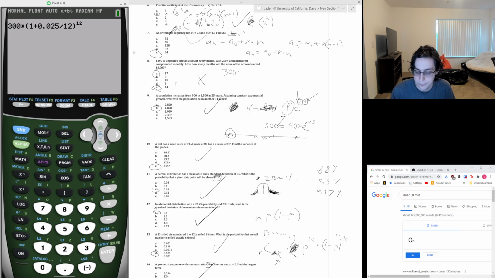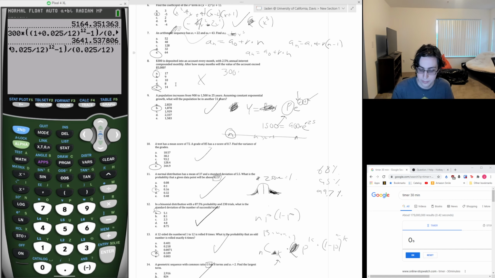So it's asking us to test specific numbers. So to the 12, minus 1 is the formula. You subtract 1 from that, all in parentheses. Let me add in a parentheses. And then divide it by the rate per time period. So that's going to be 0.025 divided by 12. $36.41 over a period of 12 months.